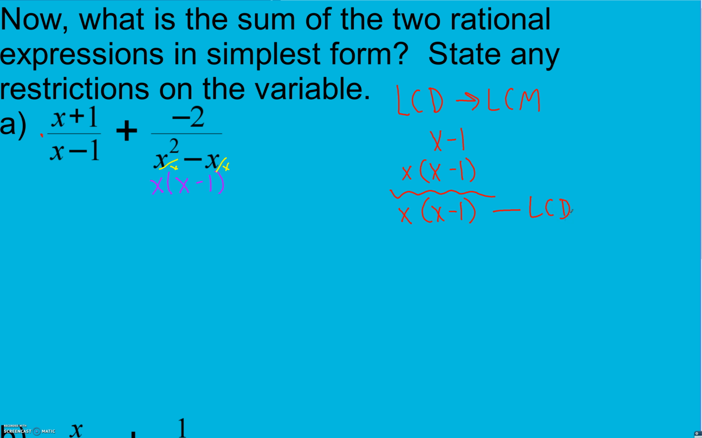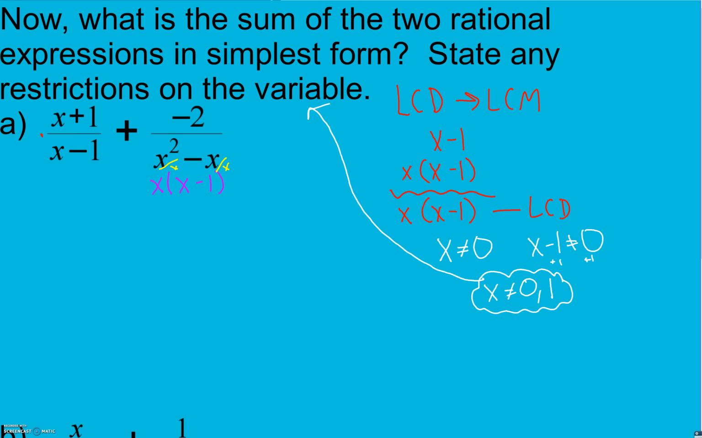Here again, we can also check for restrictions on our variable. So, x cannot be 0. X minus 1 cannot be 0. Again, remember the restrictions on our domain are any time that our denominator is 0. We can never divide by 0. So, x cannot be 0. If we add 1 here, x can also not be 1. It's a restriction on our variable.